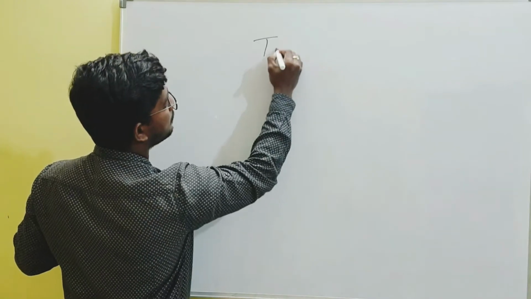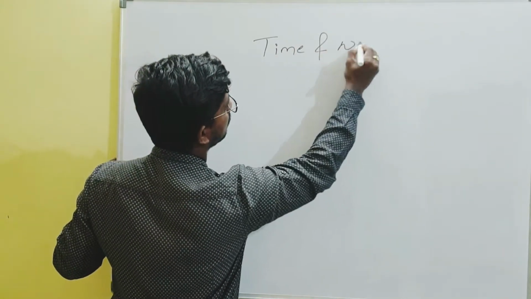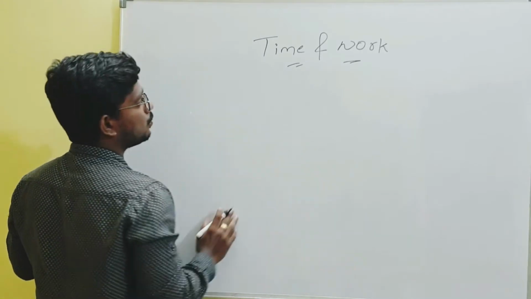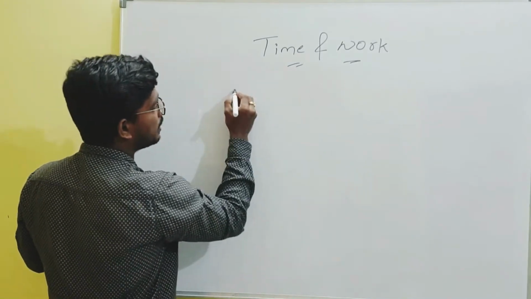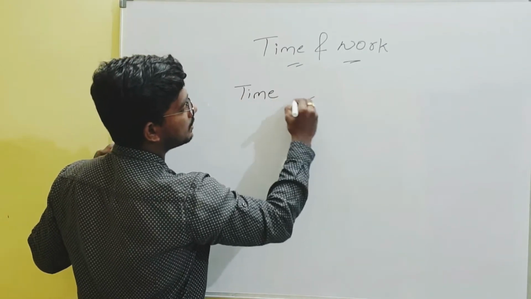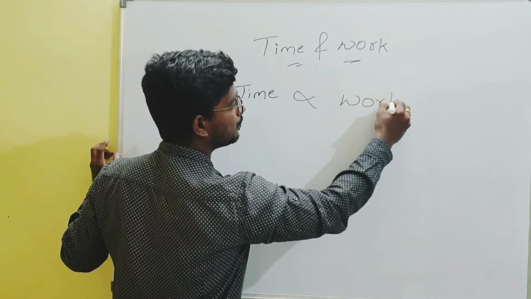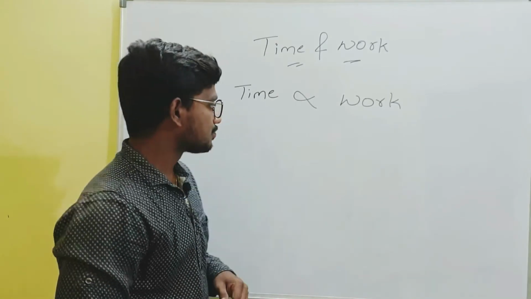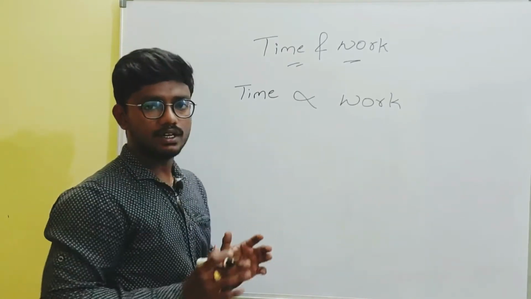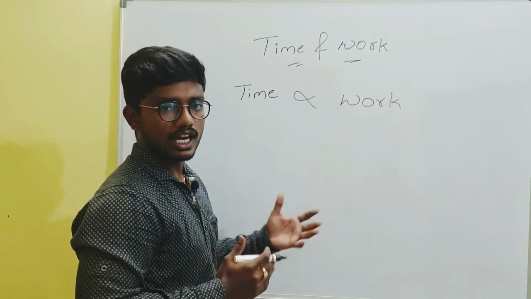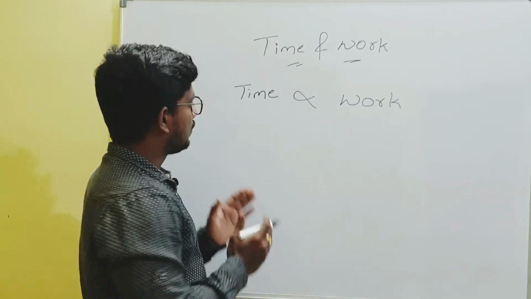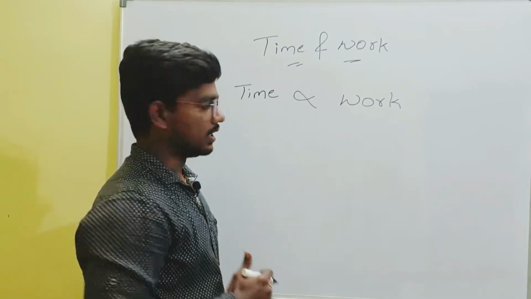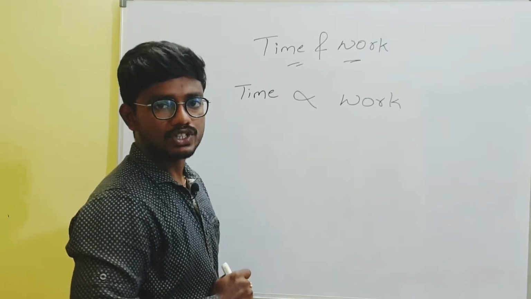Time and work. The heading itself indicates that there is a relationship between time and work. The relationship between time and work is they both are directly proportional to each other. Even we can observe it in our daily life. In day-to-day life we come across so many things relating to time and work. If we take more time, we can do more work. If we take less time, we can do less work. So those both are directly proportional to each other.